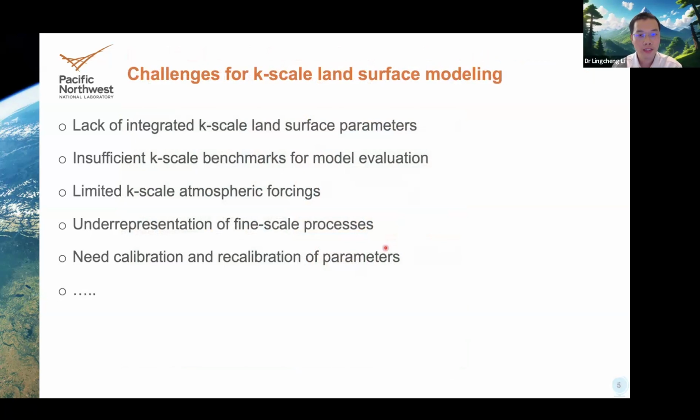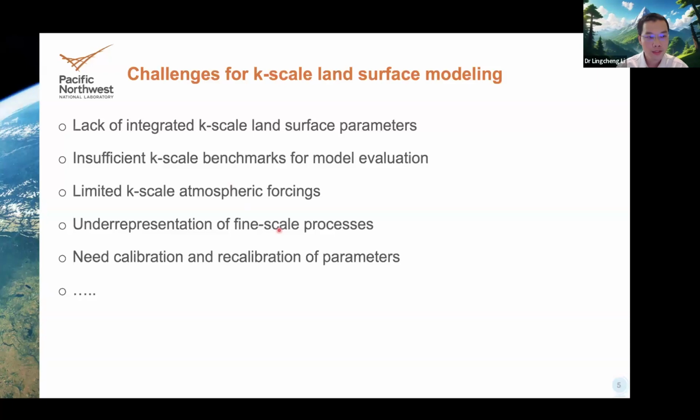With these benefits of K-scale modeling, however, there are still current challenges. Firstly, we still lack integrated K-scale land surface parameters for the model configuration, and we don't have enough benchmark datasets at K-scale for model evaluation. Also, the forcing data that drives the land surface model is lacking at K-scale high resolution.